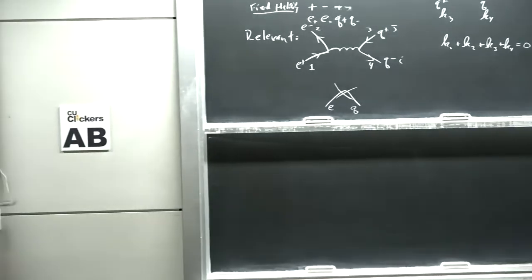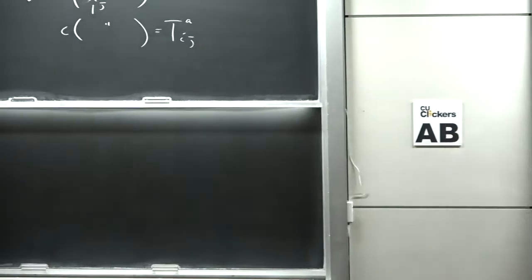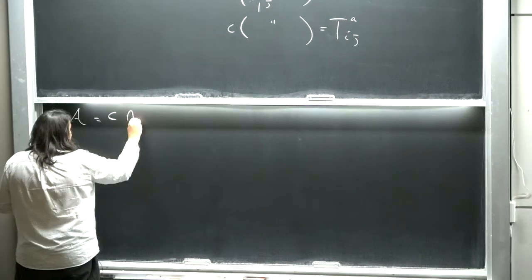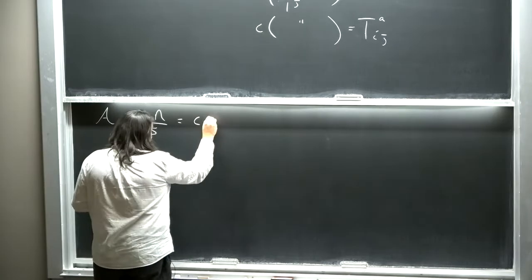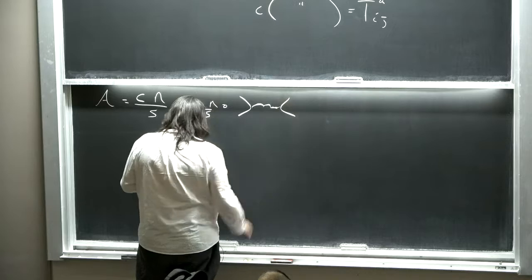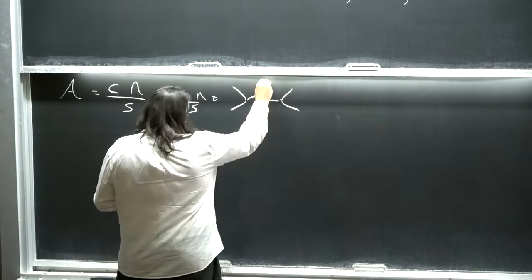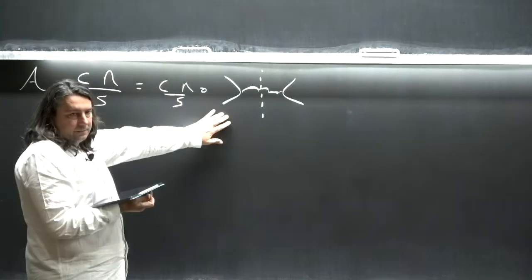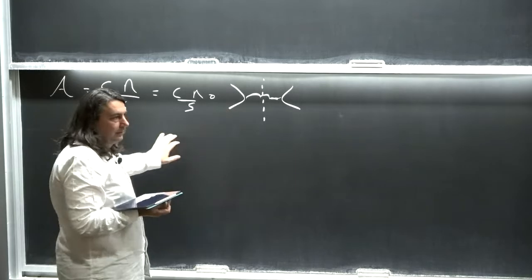Good. So our amplitude equals C n over S, right? It's C n over this guy, right? And so what's the channel we can cut? We can cut this one channel, right? It's the only thing available to cut. It's the only internal line. Is there a question?